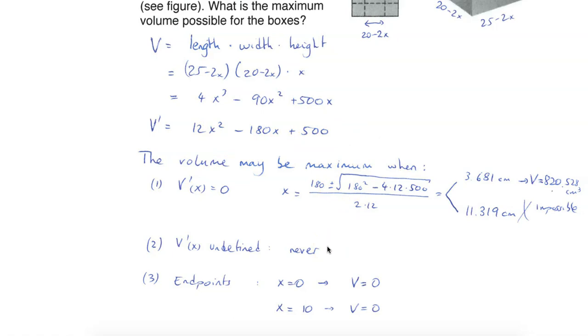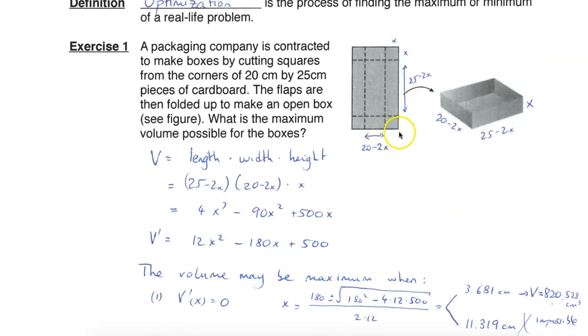And again, because this is a real-life problem, there are endpoints that stem from just the situation being what it is. What is the minimum value x can ever be? It's 0. It would be kind of an unreasonable choice of not cutting squares and pretending we have a box that is 0 in height. And the other endpoint is cutting the biggest squares possible, which is 10 centimeters.